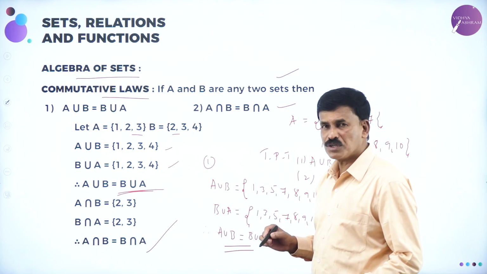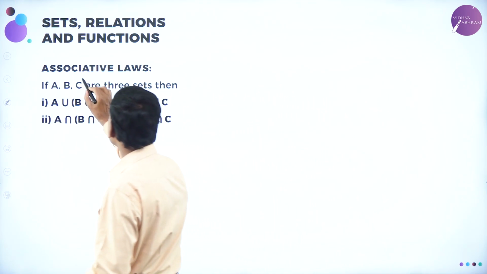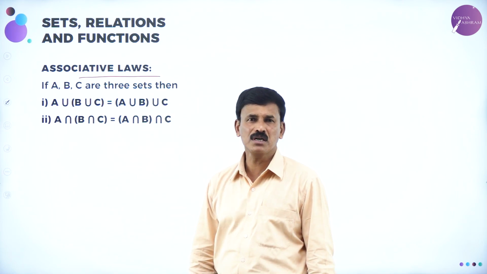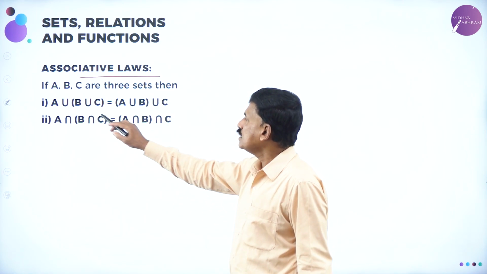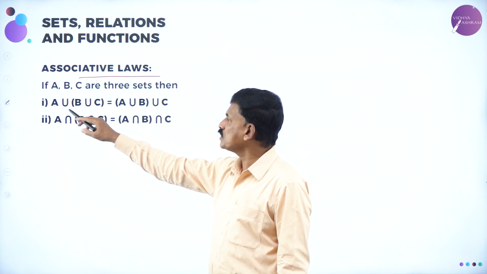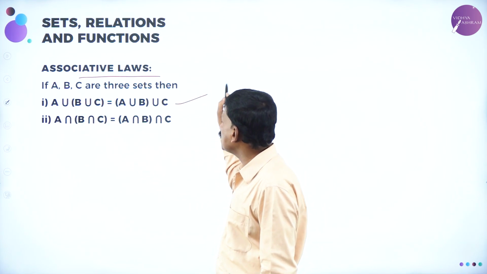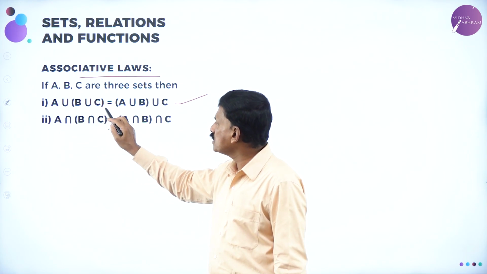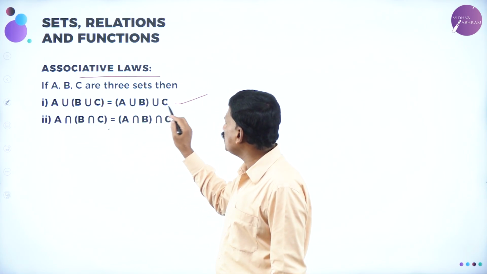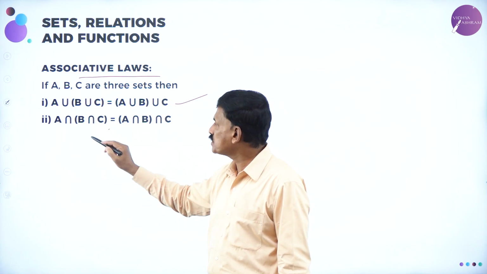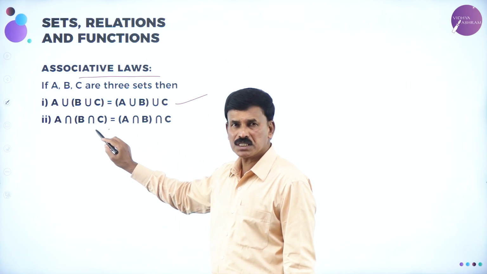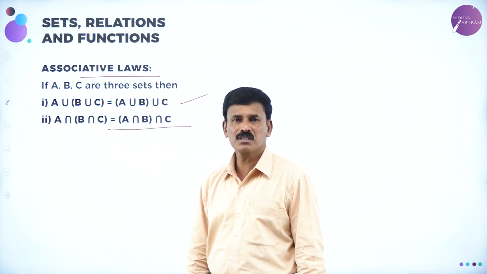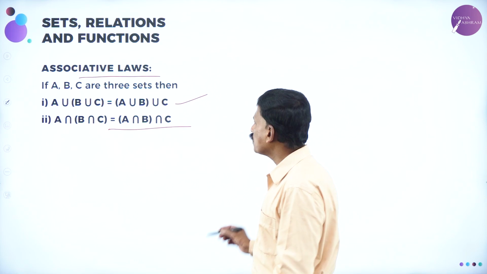Now let us come to one more property, that is called the associative property. If A, B, C are any three sets, then (A union B) union C is also equal to A union (B union C). Just interchange this bracket, that's all. In case of intersection, (A intersection B) intersection C is also equal to A intersection (B intersection C). This is called the associative property.